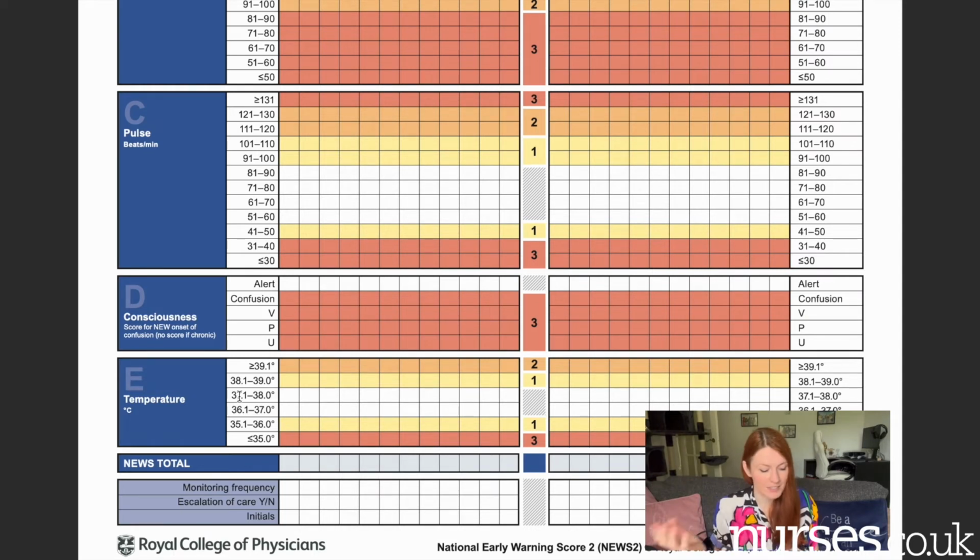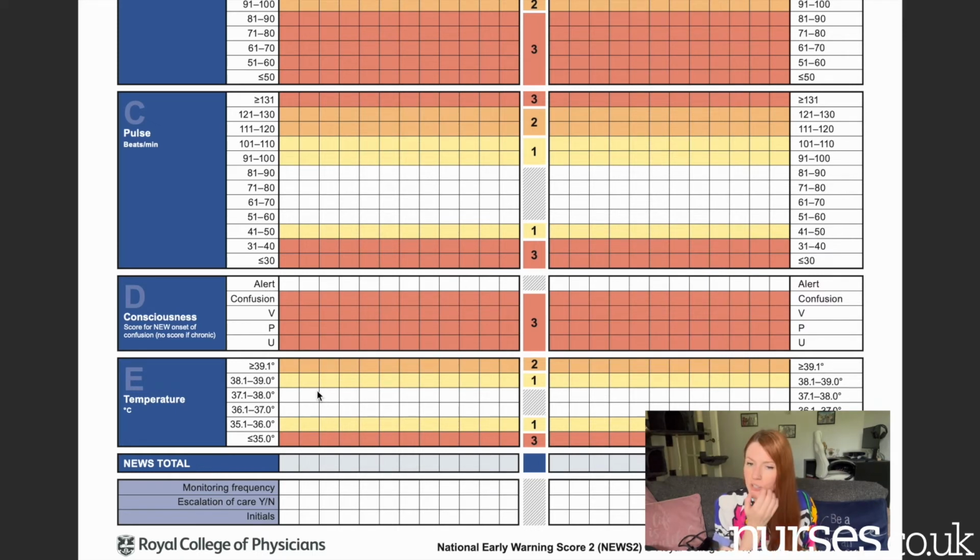Temperature, so like I was saying about temperature, again, it's really bad to be low, really bad to be high. Stick in the middle, stick in the safe zone, anywhere from 36.1 all the way up to 38 max. I would say 38 is high, but on this chart it says it's normal, but to me 38 is a temperature.